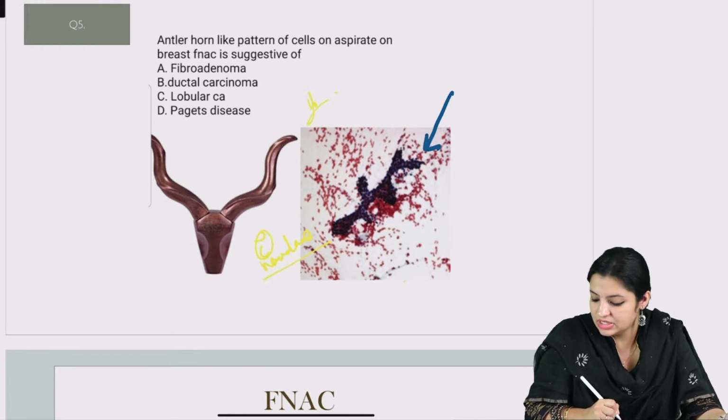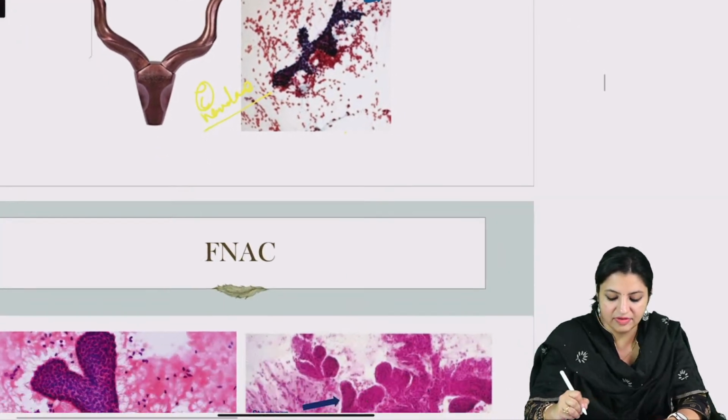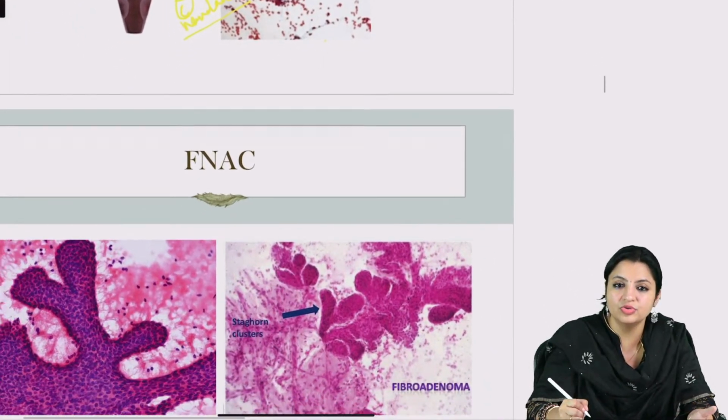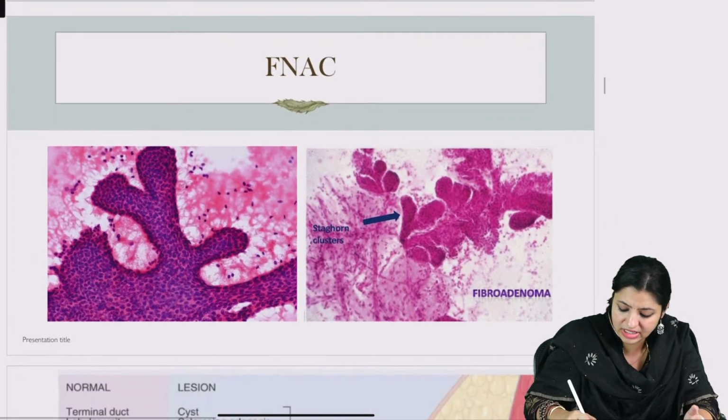Okay, so this is your antler horn-like pattern. Whenever you see these antler horn-like patterns on the FNAC, these are very suggestive of fibroadenoma of breast, which is the most common benign tumor of the breast. If you look at this FNAC of the breast, you see this antler horn, and you look at this stroma.